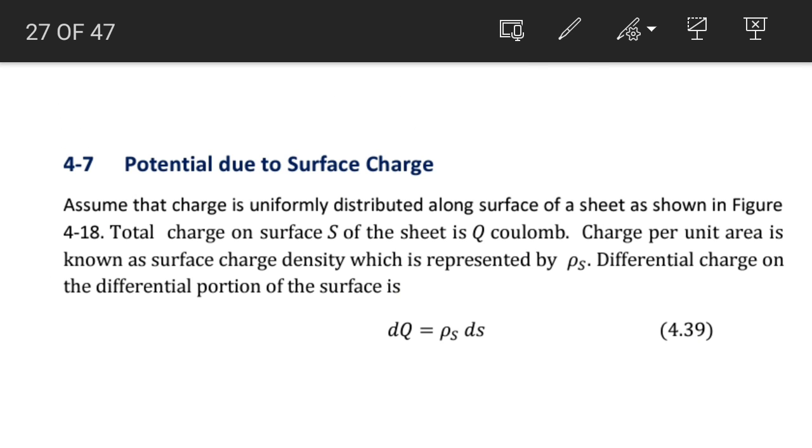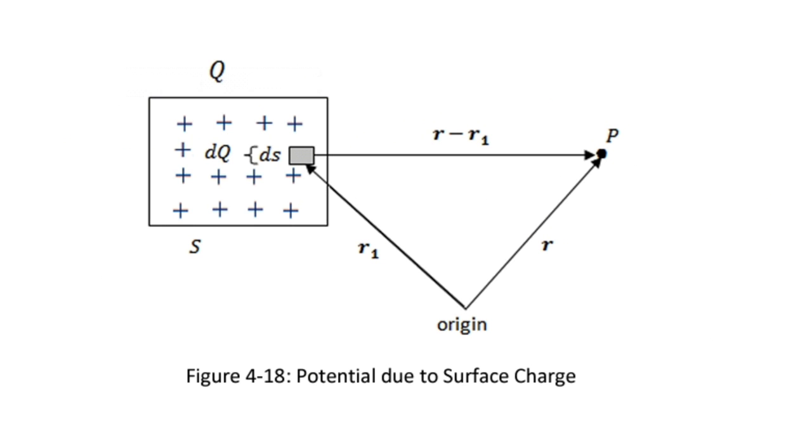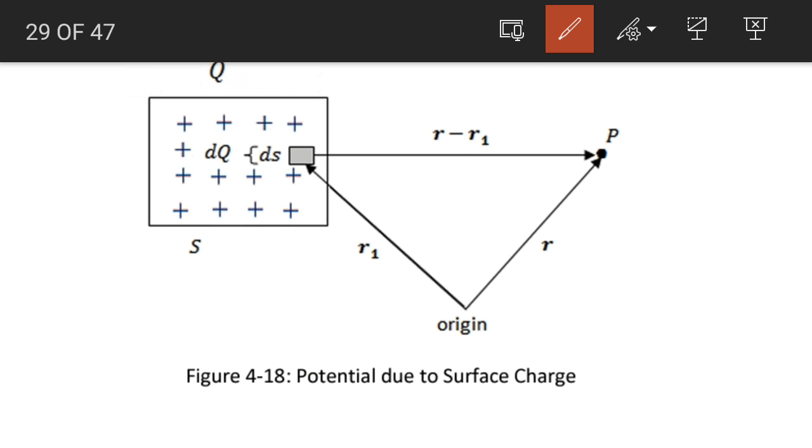We consider the potential due to a surface charge. So let us consider this diagram over here. The magnitude of the charge on this particular surface is Q coulomb, and the area of this surface is S square meter.